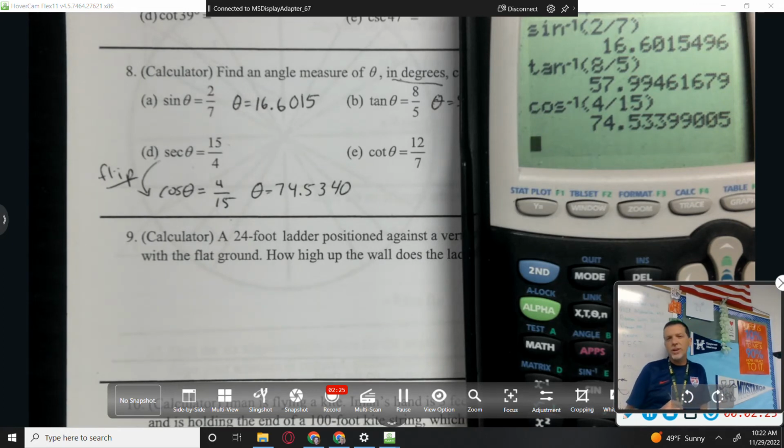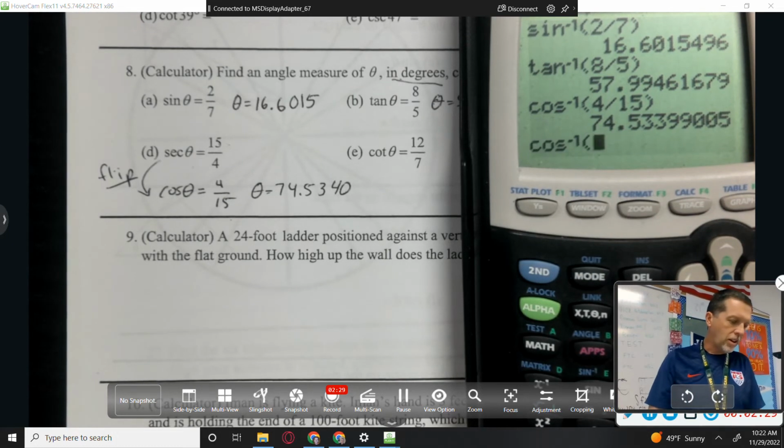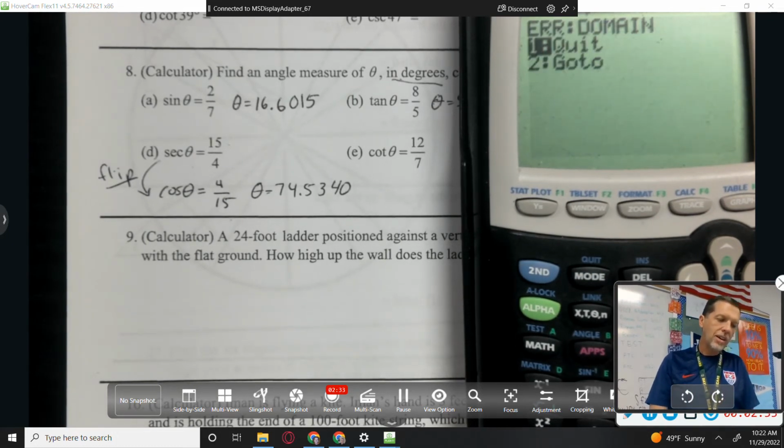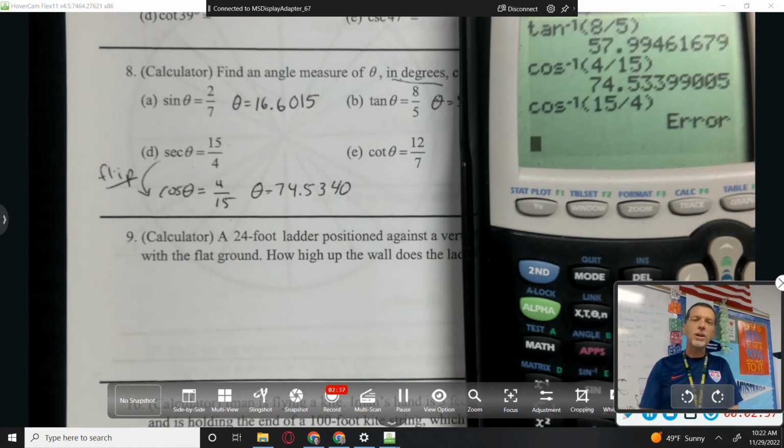This is one of those places where you might catch a mistake if you did something wrong. If you did the inverse cosine of 15 over 4, it would give you an error. And so maybe that would trigger you to think, wait a minute, what did I do wrong? And maybe you could figure out what happened.